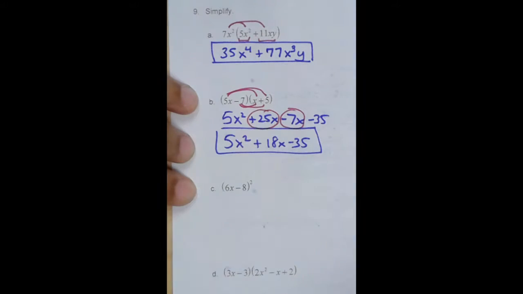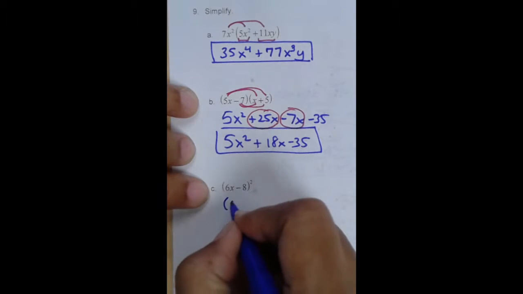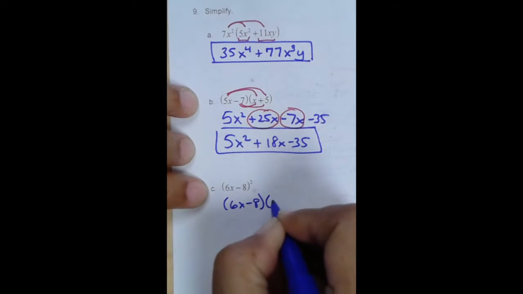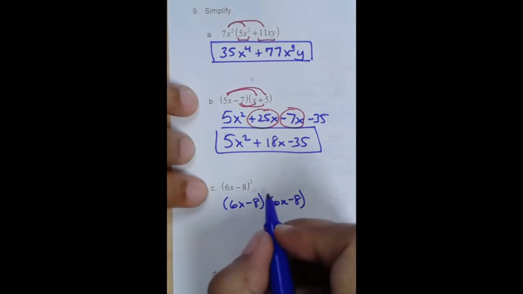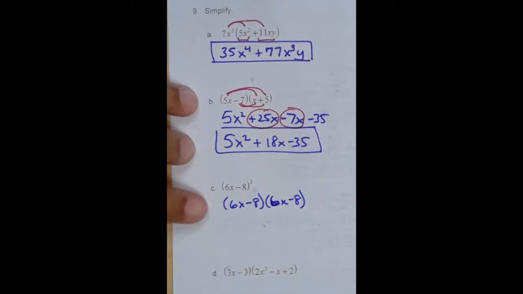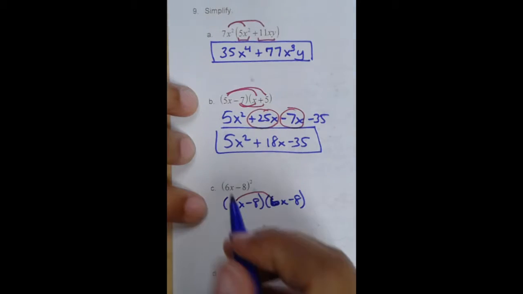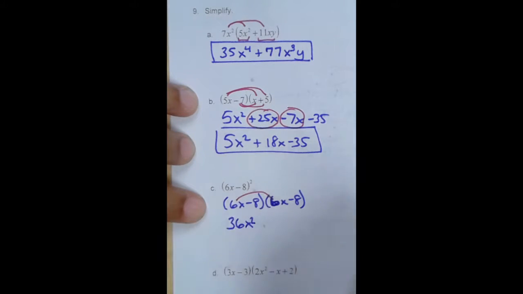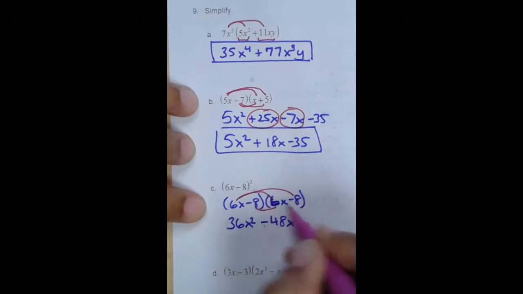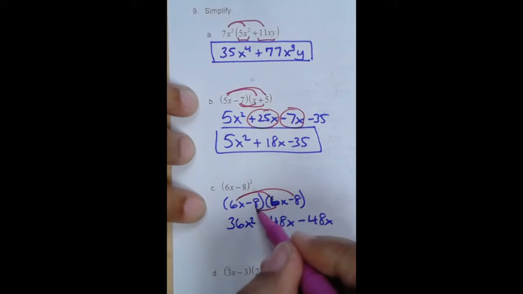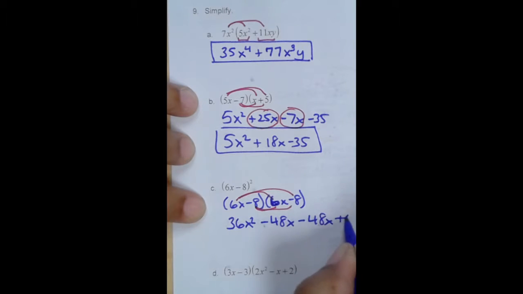All right, remember when you square something, it's multiplying itself twice. So I'm going to rewrite this as 6x minus 8 times another 6x minus 8. Okay, it's like the same thing twice. This is a 6, by the way. All right, let's multiply it out. 6x times 6x, that's 36x squared. 6x times negative 8 is negative 48x. Negative 8 times 6x is another negative 48x. And negative 8 times negative 8 is a positive 64.